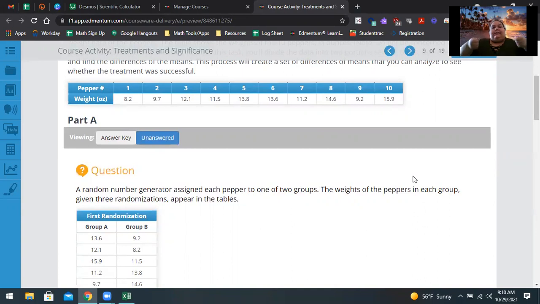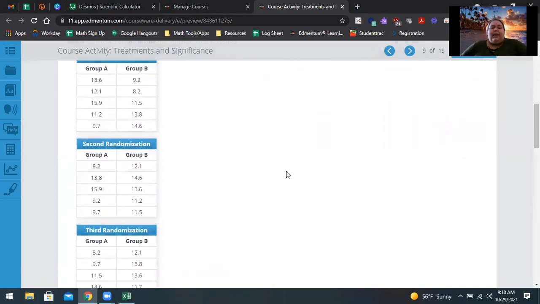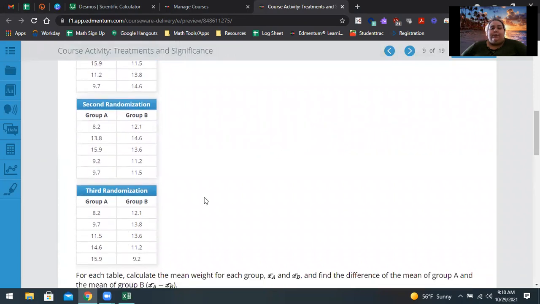The thing is, you technically have it in one bucket and you have them all mixed together, and you separate them randomly. So not only do you do that one time, you get this first randomization. You take all the chili peppers or bell peppers, put them back in the basket, shake them up again, and separate them another time. And then you repeat the process to do a third randomization.